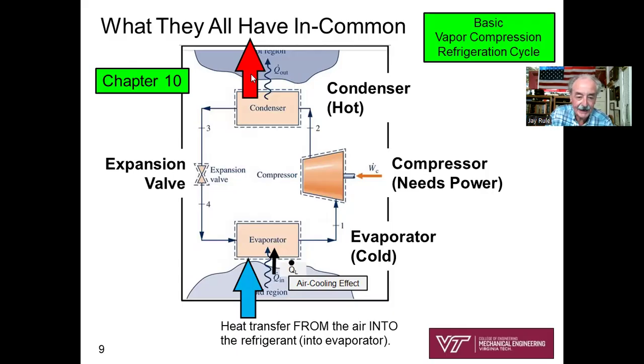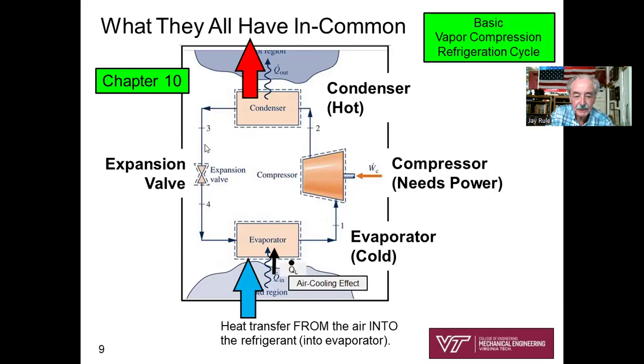So there's my red arrow. That's heat transfer to the surroundings. And the expansion valve is nothing more than a restriction in the refrigerant line. It's just a little opening, a valve, a tiny opening where the high pressure is being reduced to a lower pressure. And that's what causes the refrigerant to get really, really cold.